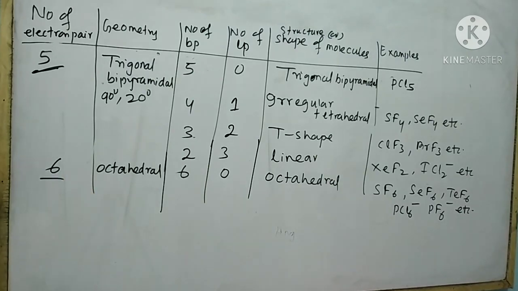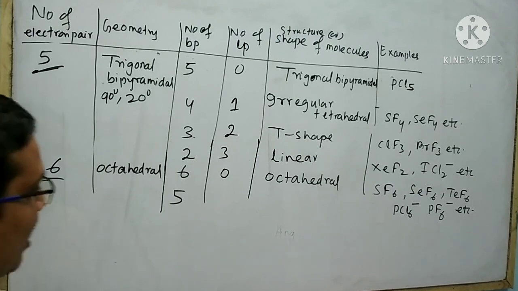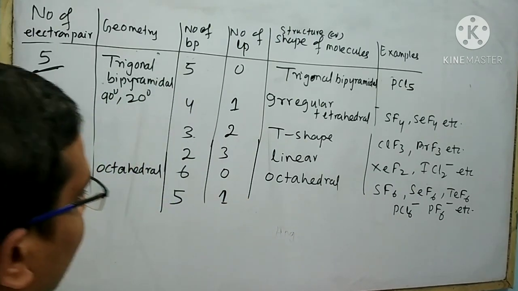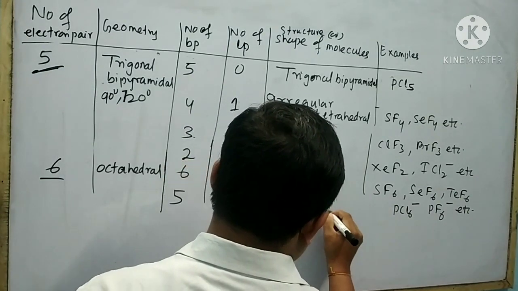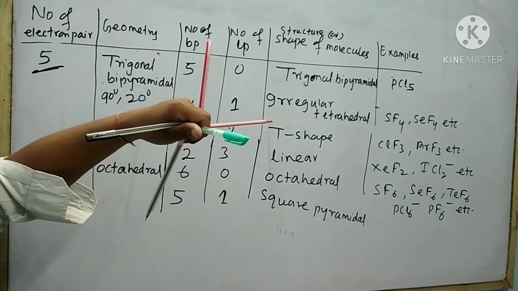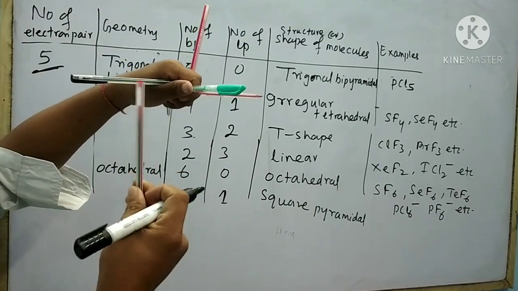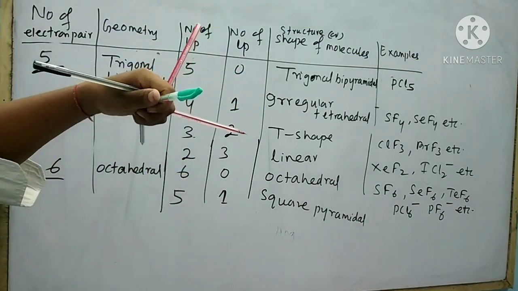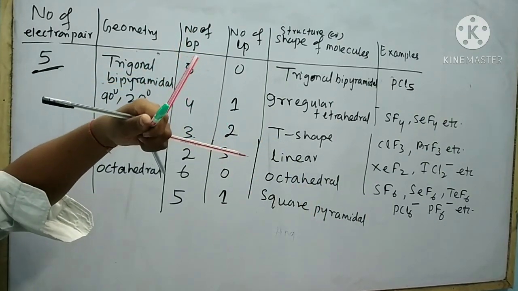Suppose among the 6 electron pair, 5 electron pair are bond pair and there is 1 lone pair, then the shape of the molecule is square pyramidal. Suppose this is your octahedral geometry. Suppose this electron pair is your lone pair. Then remove this lone pair. Now look at that. The shape looks like square pyramidal.